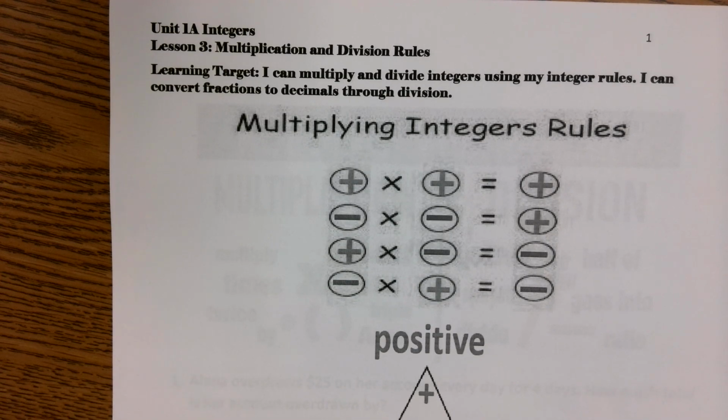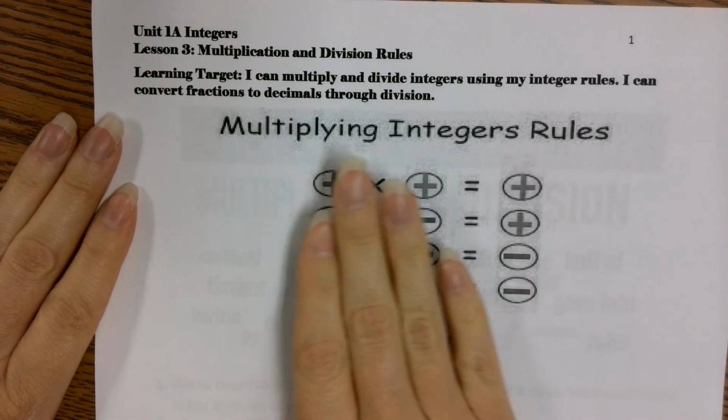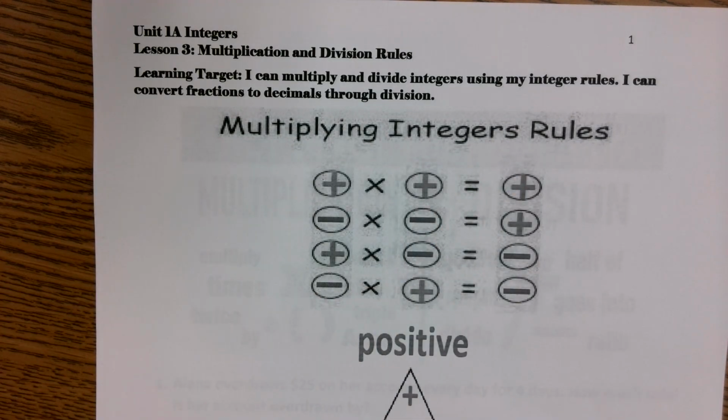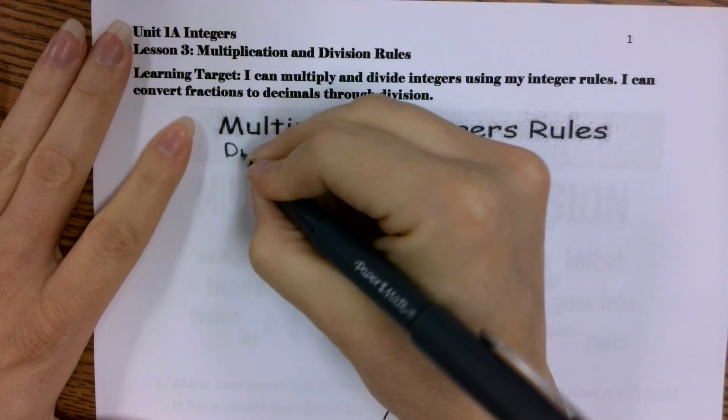Being able to do that conversion is a really big component for our unit, so we really want to make sure you understand that. We're going to practice it using our calculator, but also understanding the process. As we go through the multiplying integer rules, make sure you understand that these rules also apply for division.